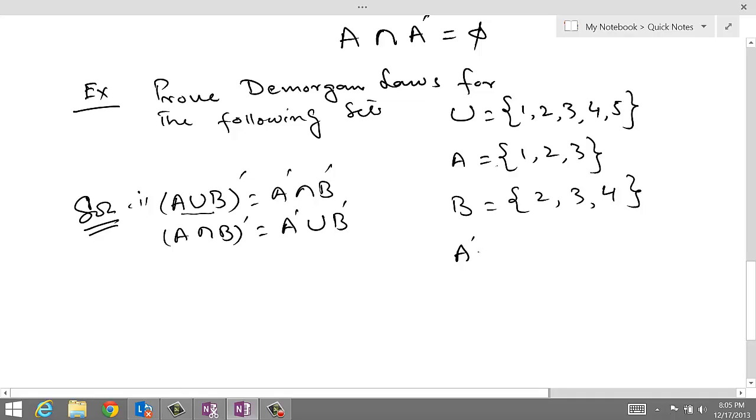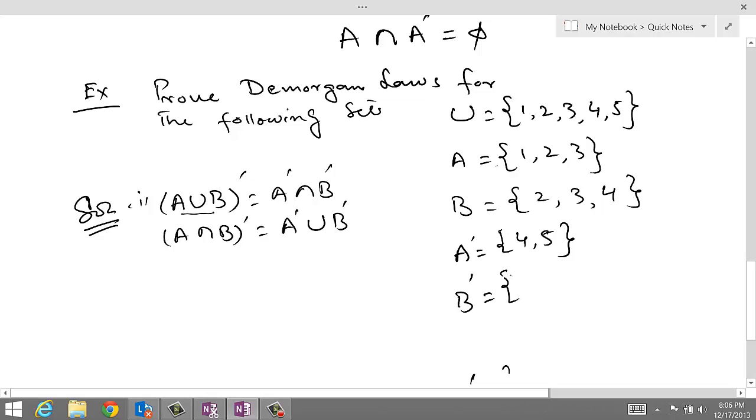What is A complement? A complement is the set of all the elements of U which are not in A. So we simply will not write elements of A and write all the other elements of U. So 1, 2, 3 is not going to be in A complement. So what is it? 4 and 5. What is B complement? We are not going to write elements of B, but we'll write all the other elements of U.